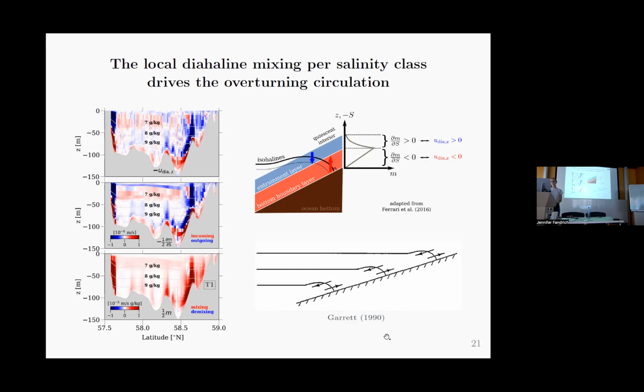And this also goes back to an older study by Garrett in 1990. So we have this structure that we can see, and this actually shows that the local diahaline mixing per salinity class and the overturning circulation are connected, or that maybe even drives the overturning circulation.